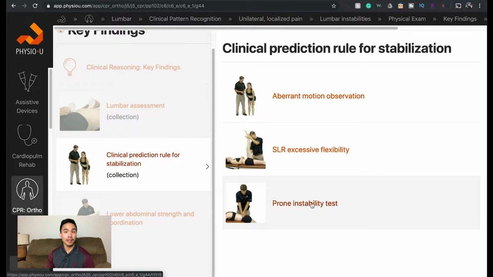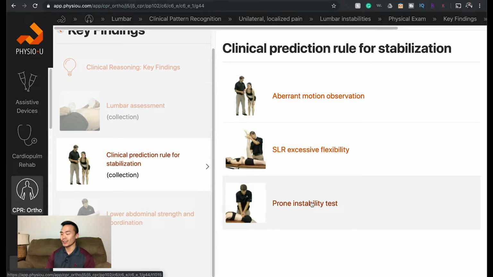I also did a straight leg raise on them, and they did not have excessive flexibility. They also didn't have aberrant motions as they were coming back up from flexion to stand. Because all of these were negative, when I'm looking at this, I'm going, likely hypermobility is not their diagnosis.